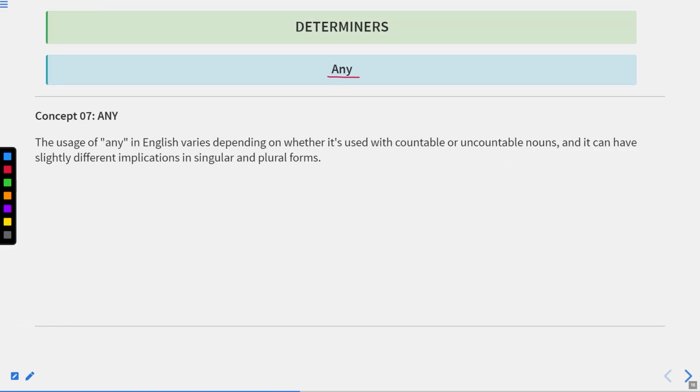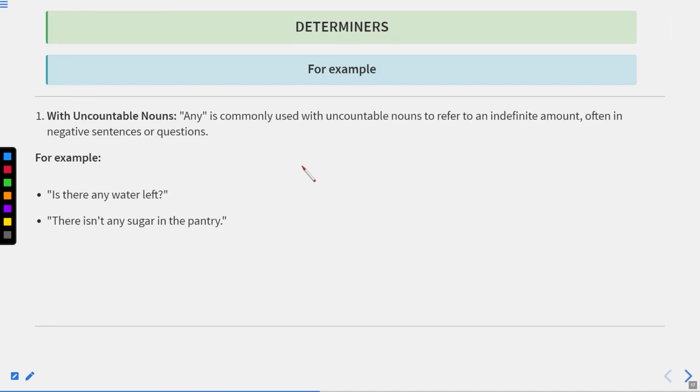Now we'll discuss another word, that is any. The usage of any in English varies depending on whether it is used with countable or uncountable nouns, and it can have slightly different implications in singular and plural forms. With uncountable nouns, any is commonly used to refer to an indefinite amount, often in negative sentences or questions. Is there any water left? There is not any sugar in the pantry.